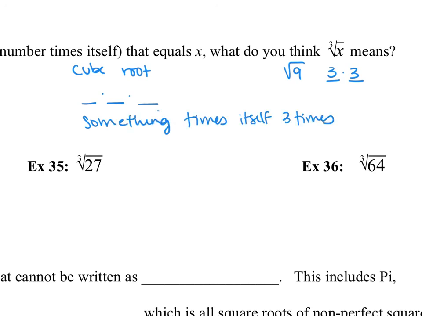So if I'm looking for the cube root of 27, I'm looking for a number that if I multiply itself 3 times would give me 27, and that number would be 3. 3 times 3 times 3, because that would give me 9 times 3, which is 27.